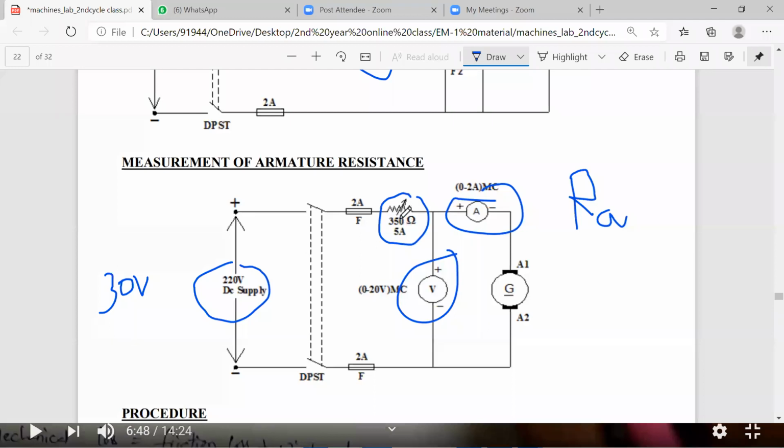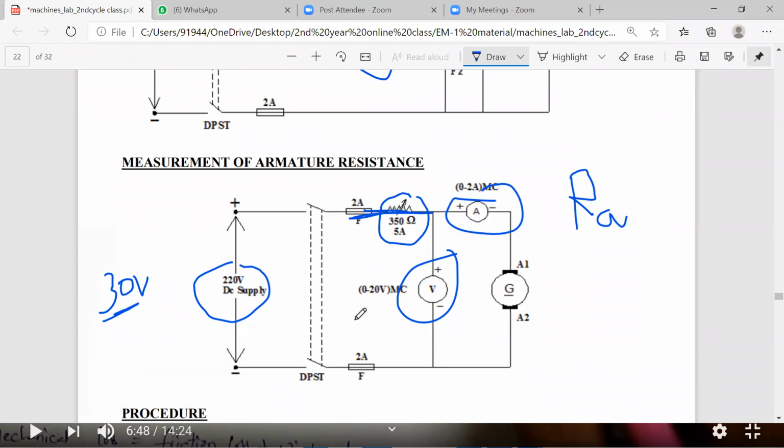If this rheostat is available, it is connected in series with the armature, because the armature has very small resistance. If you conduct this test without this rheostat, larger currents will flow through the armature and that will damage it. To avoid that, a rheostat is connected in series with the armature. If the rheostat is not available, a small DC voltage, around 20 to 30 volts, is applied to this armature. This is a straight line. A small voltage of 30 volts is applied to this armature, and ammeter and voltmeter readings are noted.